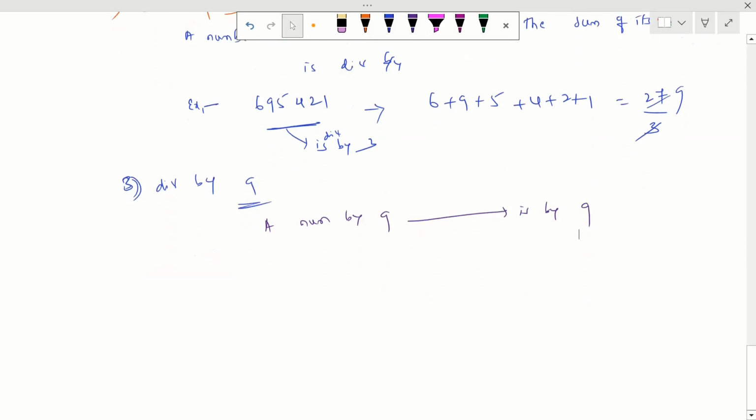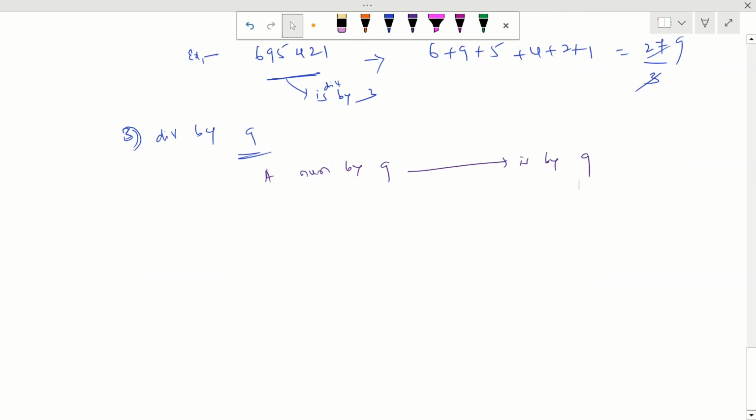Suppose I give an example here, 246591. What is the sum of these digits? The sum of its digits is 27. So 27 will be divided by 9, right? 9 3s are 27. So this number we can say is divisible by 9.